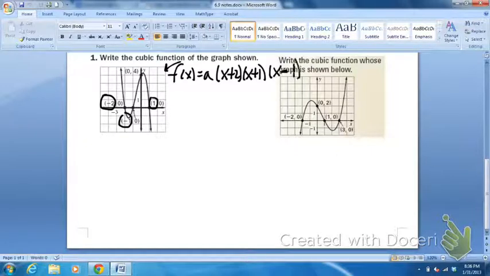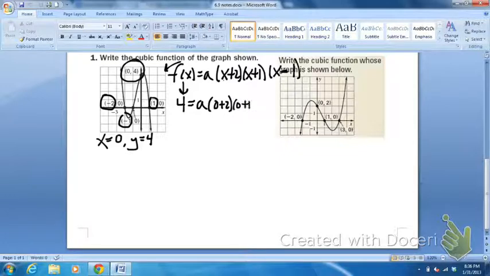I'm sorry, I have to write over the graph. I'll have to erase that for the next example. Now, in order to figure out my a value, I'm going to use this coordinate right here, which tells me, hey, when x is 0, I get an output, y, of 4. So I'm going to substitute in for y, 4. The a value is what we're trying to figure out, and I can very easily just put in a 0 for x, so it'll be 0 plus 2, and then I have a 0 plus 1, and a 0 minus 1.